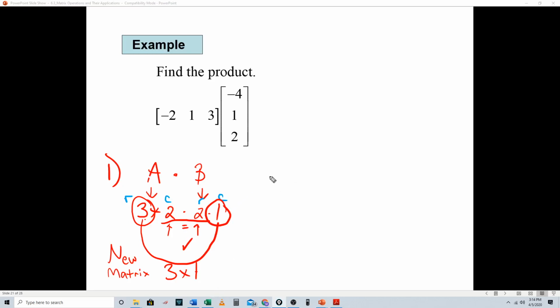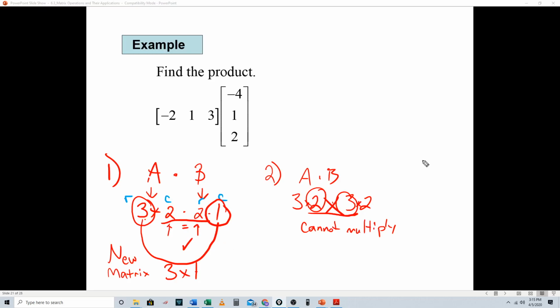Okay. Now, what if they don't match up? So what if you had an example 2 here, again, A times B, where A is a 3 by 2, and B is a 3 by 2 as well. They're both 3 by 2s. Okay. Well, this doesn't match. So, cannot multiply. And that's all you say. Cannot multiply. And you're done. Okay, so if these don't match, you can't multiply. If they do match, your new matrix is the outside number.